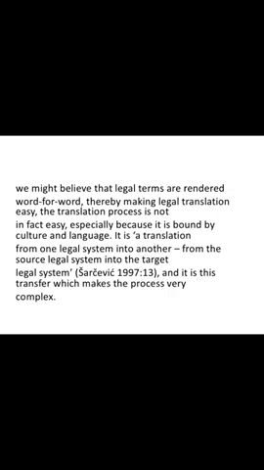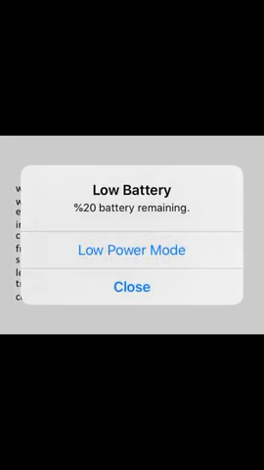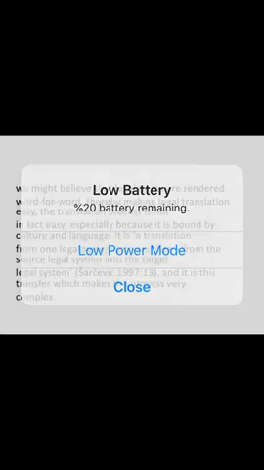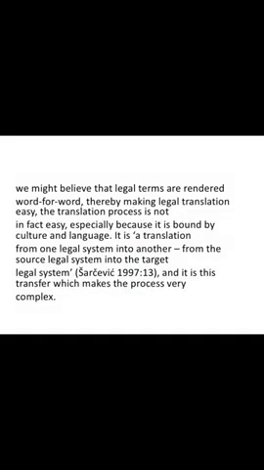So here we are not only dealing with legal text, we are dealing with language, culture, and also legal systems: two different languages, two different cultures, and two different legal systems. We have to get to know both systems, the source language legal system and the target language legal system, and this is not an easy task. This is what makes legal translation a difficult kind of translation.